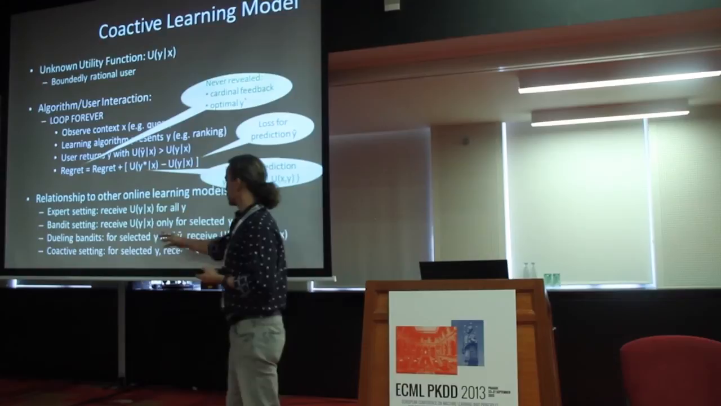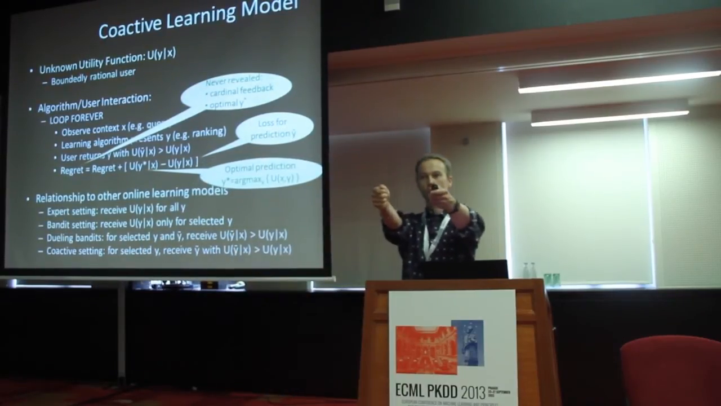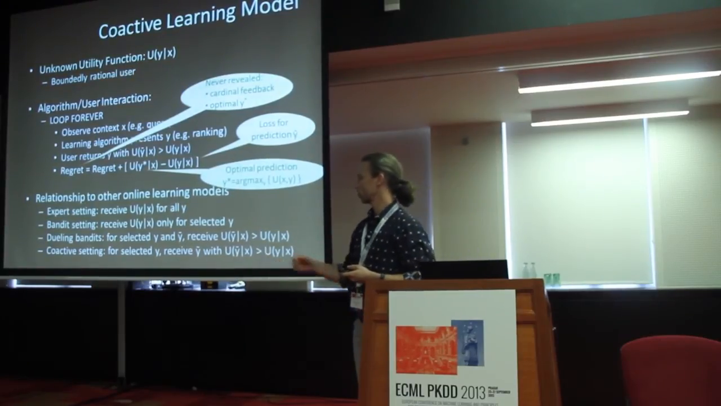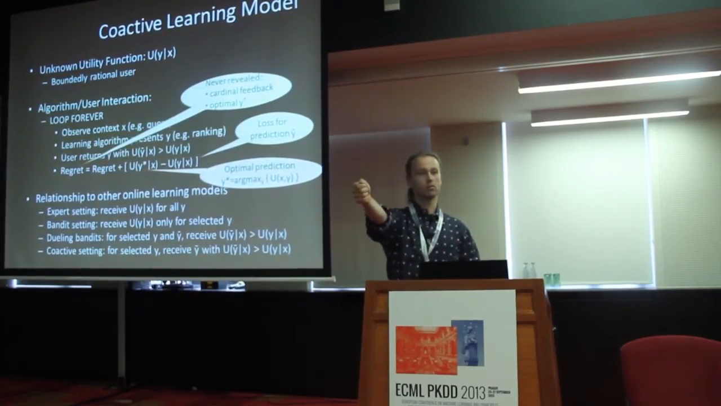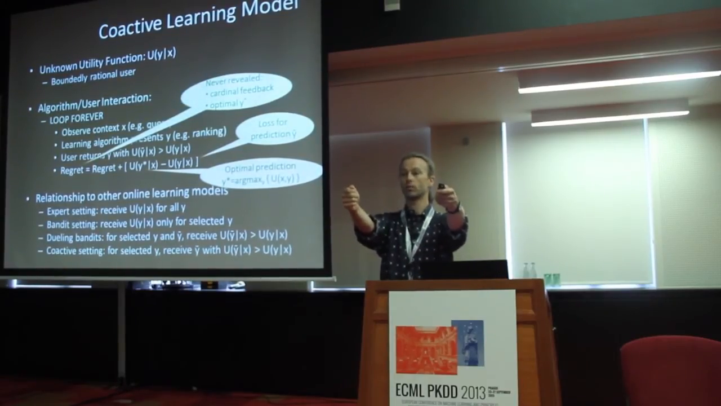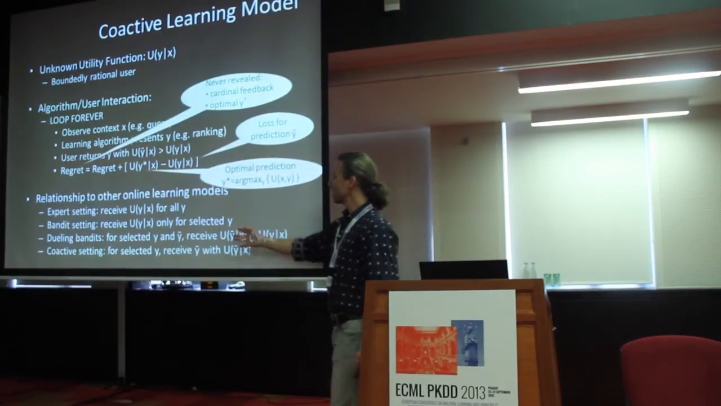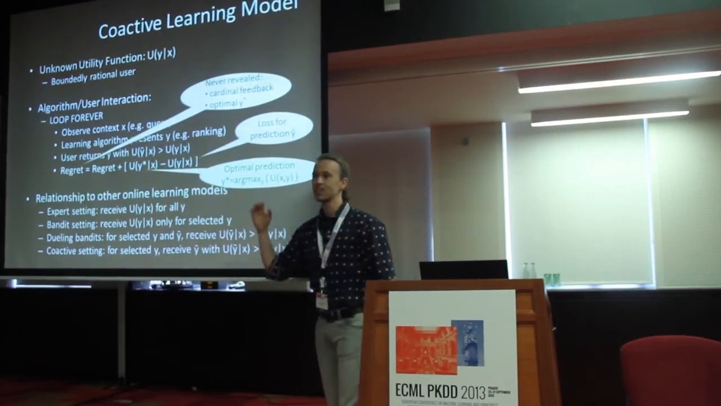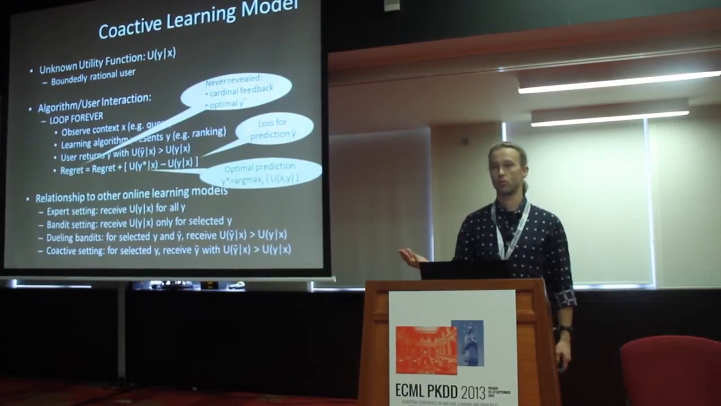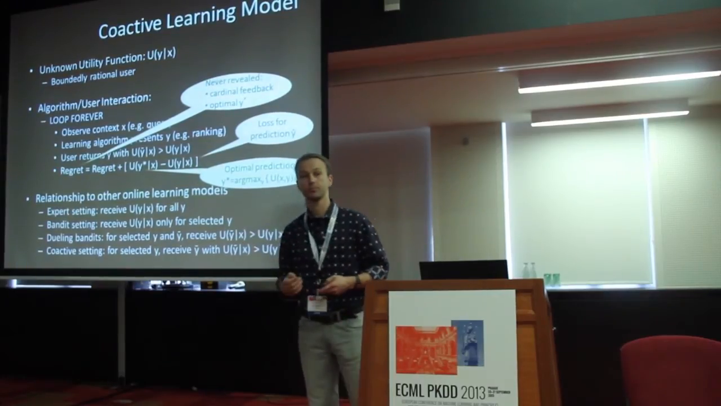In the dueling bandit setting, we ask the user to give me two options, Y and Y prime, which one is better? And now in the coactive setting, we're giving the user one option, Y, and we're asking, give us a better one, Y bar. That's slightly better. So those are the different feedback models. And I think whenever we're dealing with user behavior, it's essentially going to lead to preferences. Right? That's the only thing that we can observe. We can never observe this kind of cardinal utility.